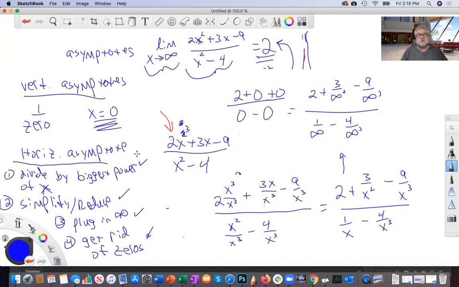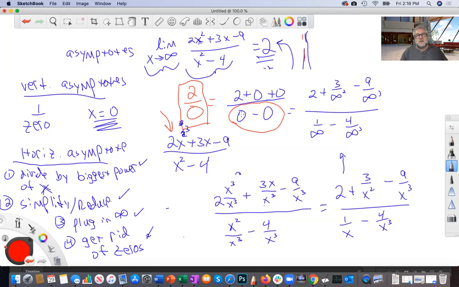Uh-oh. You see the problem? We ended up with a 0 in the denominator. We're going to get 2 over 0. And is this defined? Is that a number? What's that? That's nothing. That's infinity. That's undefined. That's crazy town.